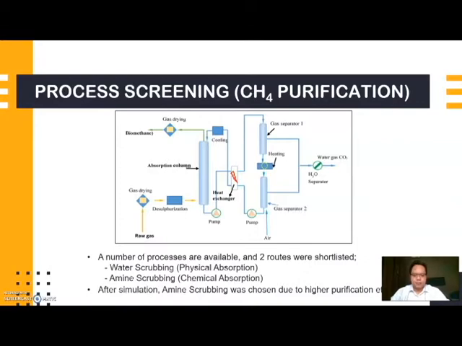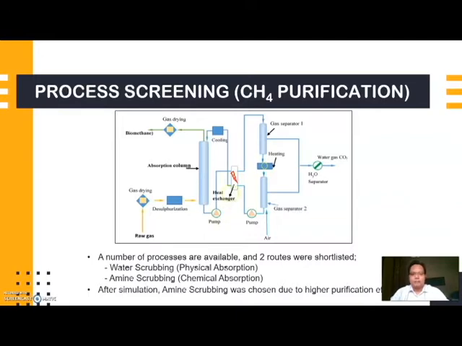So after simulation, it was found that amine scrubbing has a higher purification efficiency, meaning from the process we can create a higher percentage of methane gas. So we decided to proceed with amine scrubbing as our main process for CH4 purification.